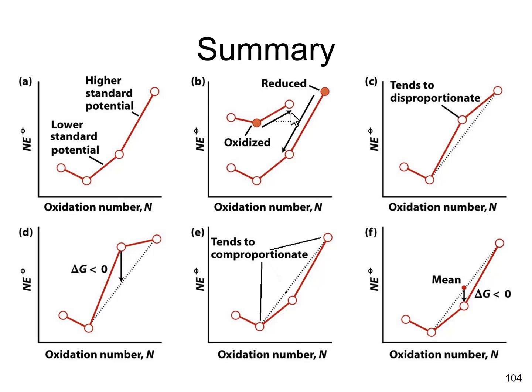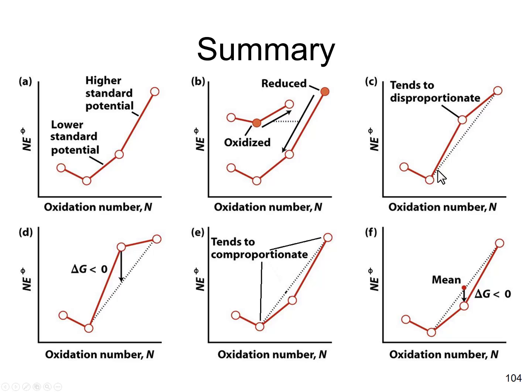This slide provides a summary of the information that we can actually extract out of a Frost diagram. Again, the more important information is depicted here. So the slope is reflective of the standard potential. A higher slope means higher standard potential, and a lower slope means lower standard potential.